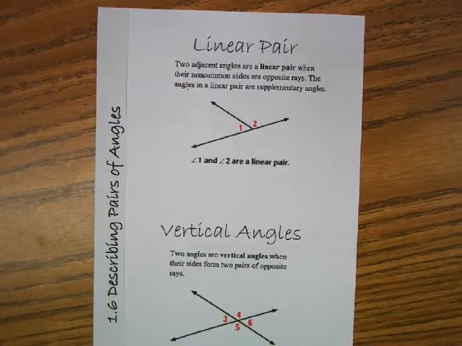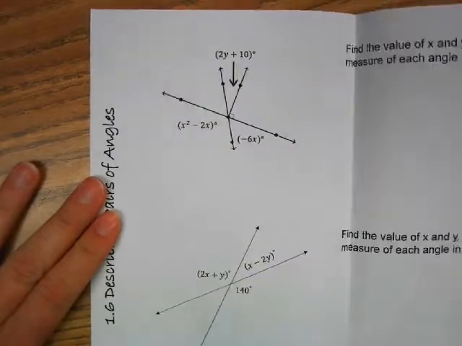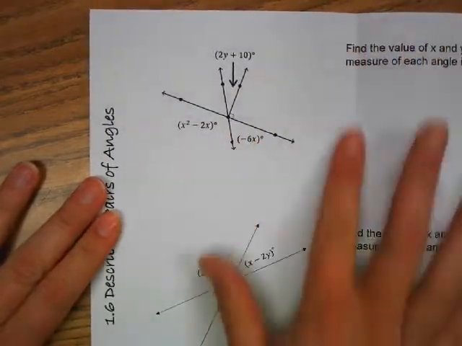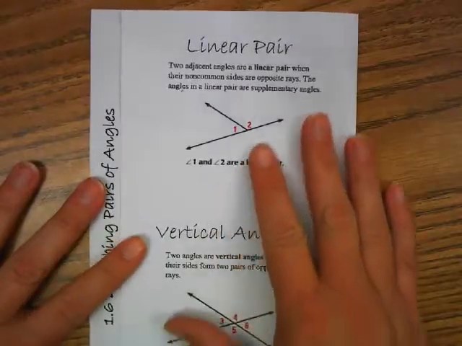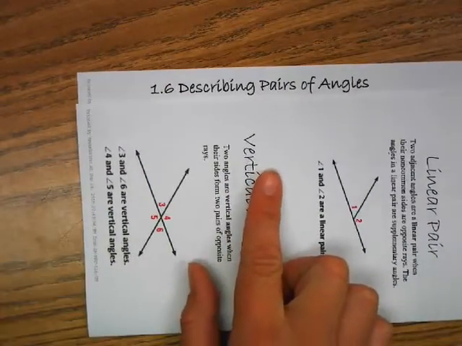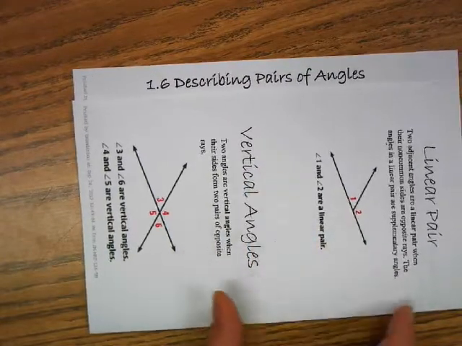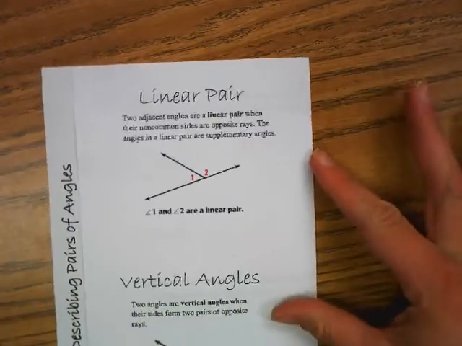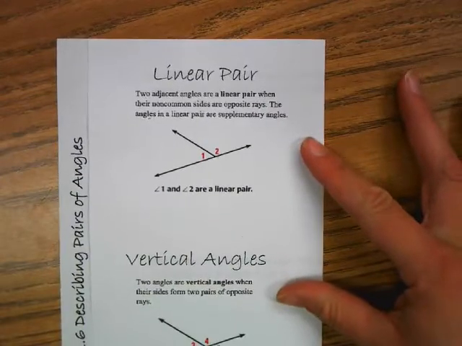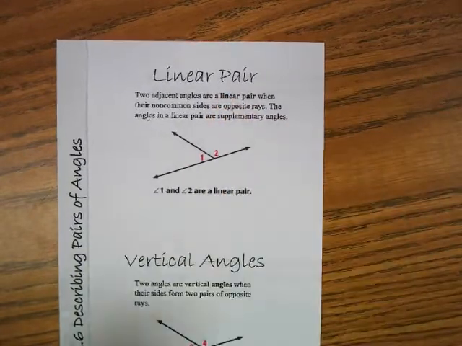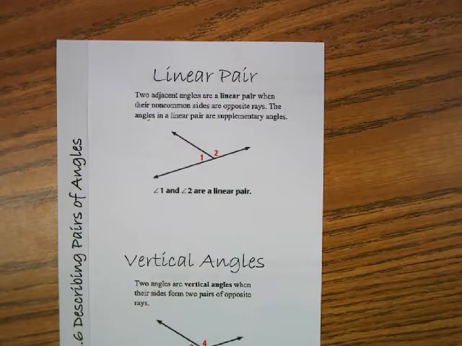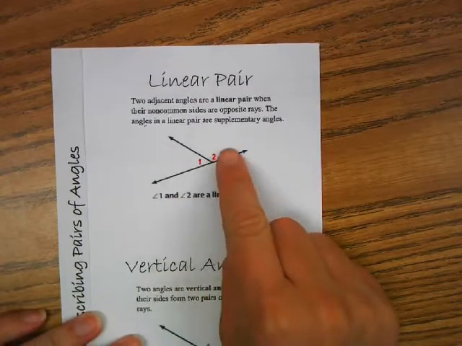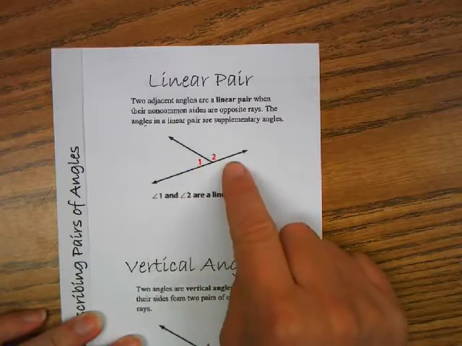Okay, we're now ready to complete page 10 in our interactive notebook. So just make sure that you fold it so that you can still see the title of this section, 1-6, Describing Angle Pairs. So you have two new vocabulary words for this section. The first one is a linear pair. Linear pairs are adjacent and supplementary angles.